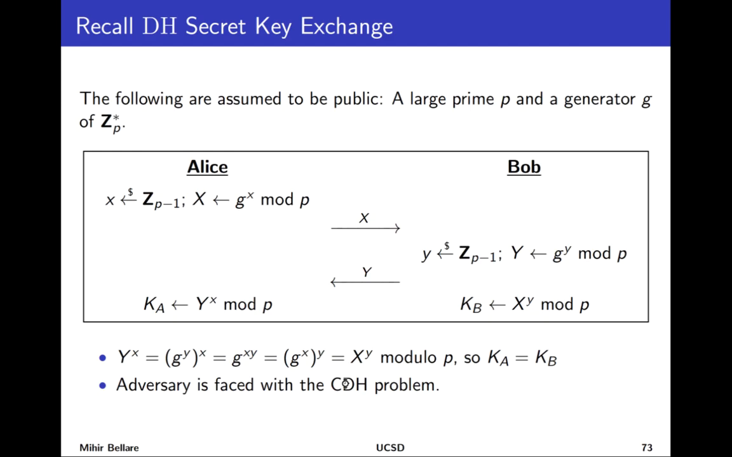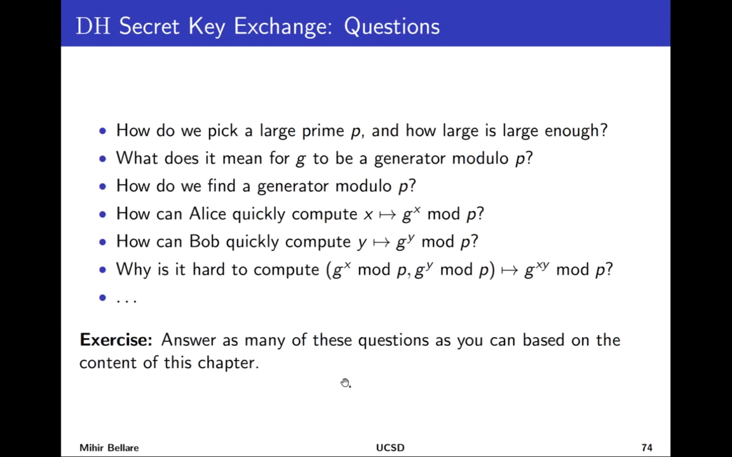Why is it hard for the adversary to compute the key? Well, if you look at what it sees in the protocol, it sees what Alice and Bob send, which is big X and big Y. And that means that its job is to solve the computational Diffie-Hellman problem. And we've decided that that was not that easy to do.